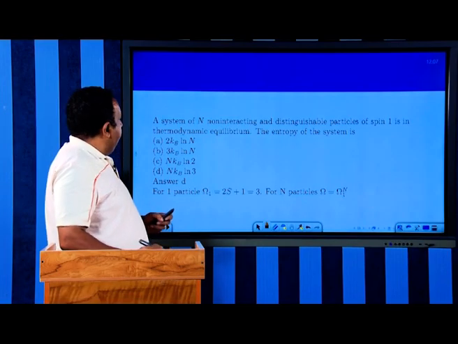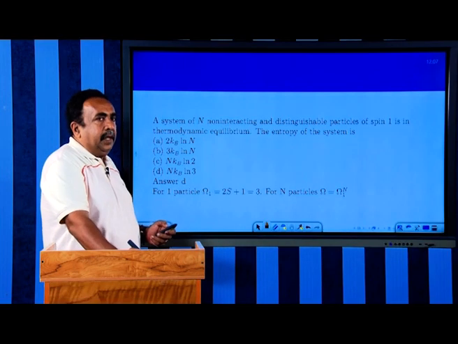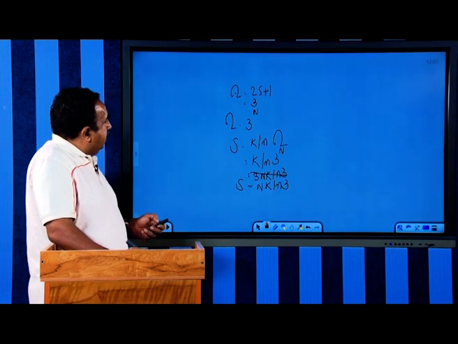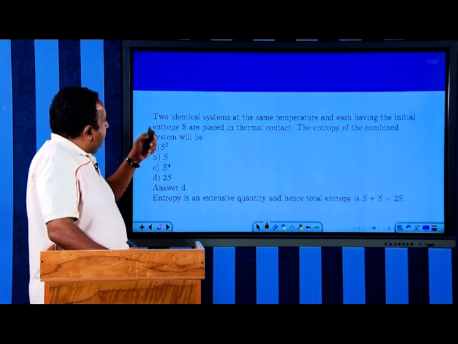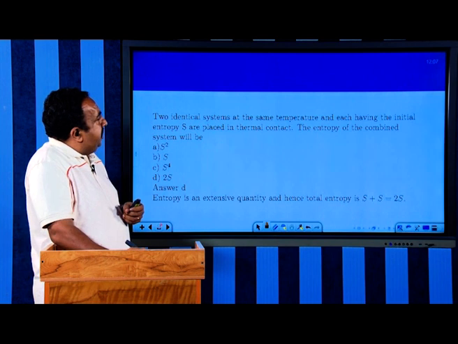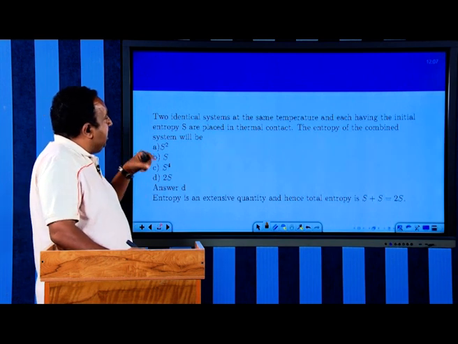Yes, this was the question. Your answer is nk log 3, nk log 3. Yes, next one. Two identical systems at the same temperature and each having initial entropy S are placed in thermal contact.